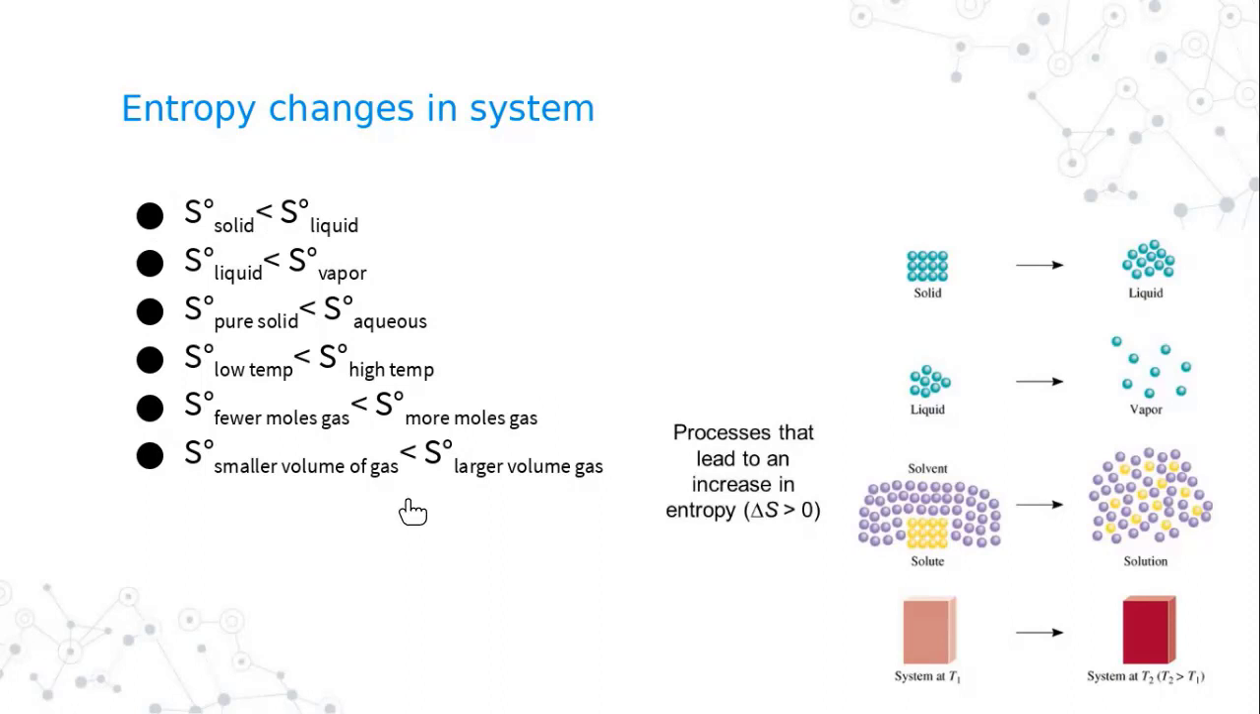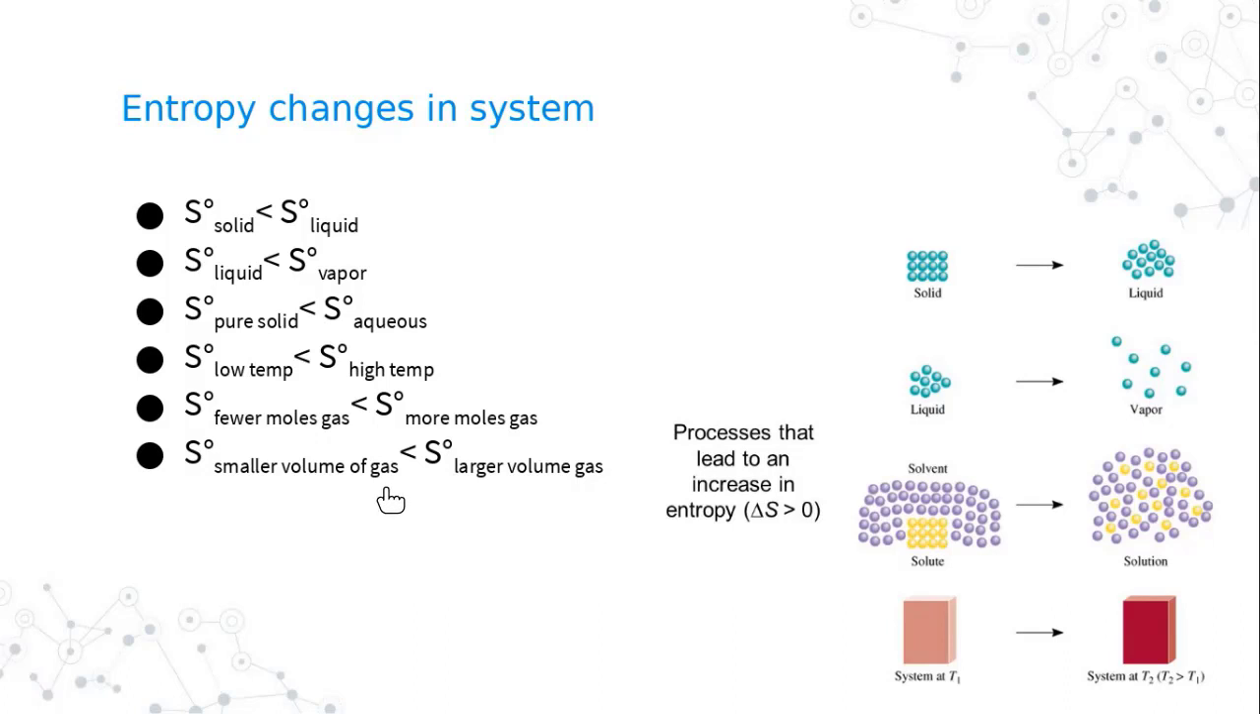So here are just some more trends about entropy changes that you can use qualitatively to predict how entropy will change in a reaction. As we talked about, solid is less than liquid, and liquid is less than gas or vapor. Pure solid is less than aqueous, which would be when ions are dissolving in solution. They're becoming more random by being able to move around in the water as opposed to just being in a solid. Then we have low temperature is less than high temperature, because I mentioned making something hotter will increase its entropy. Fewer moles of gas have a lower standard entropy than more moles of gas, because you have just more going on. There's more different places that they can all exist.